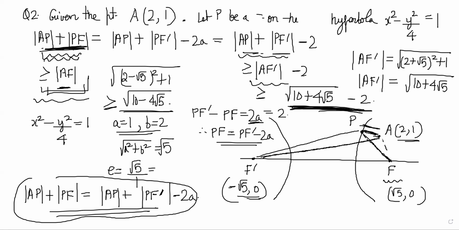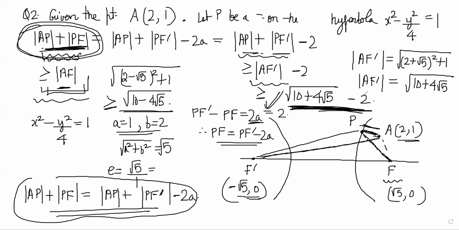10 plus 4 root 5 will be roughly what? 10 plus 4 into 2.236. 2.2 into 4 is 8.8, so 18.8. So 18.8 will be greater than 4. The root is 4 point something minus 2, so it is greater than 2, this value. Here, we'll get 10 minus 8.8, so obviously it will be very small. So the answer for this question, we have to find the minimum value of this, right? The minimum value of this, it is greater than or equal to this is a stronger statement, right?